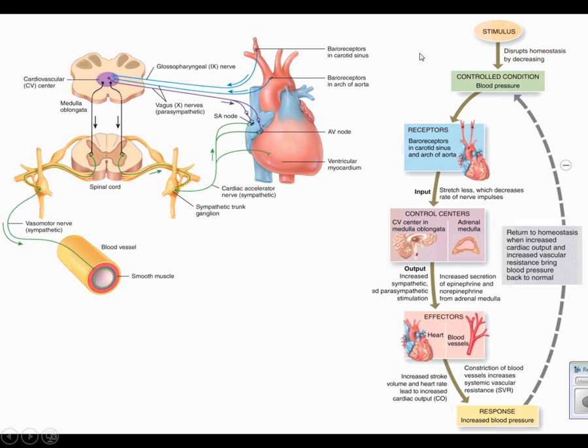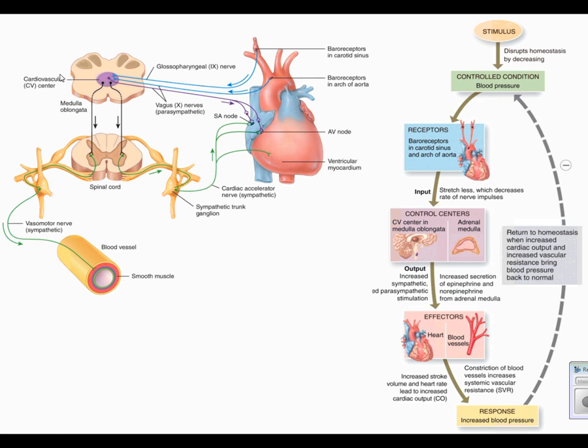Baroreceptors, like I said, are found in places like our heart area and our neck. Here we're showing the aortic arch, the carotid sinus, okay, which is the very beginning of the internal carotid artery. Okay. They are stretched less, therefore less signals go into our cardiovascular center. Okay. We respond by increasing the sympathetic and decreasing parasympathetic outflow.